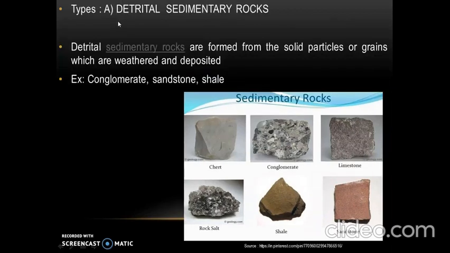There are two types of sedimentary rocks. First one is detrital sedimentary rock, which is formed from the solid particles or grains which are weathered and deposited. The types of detrital sedimentary rocks are conglomerate, sandstone and shale.